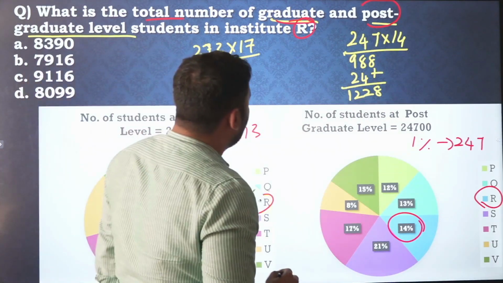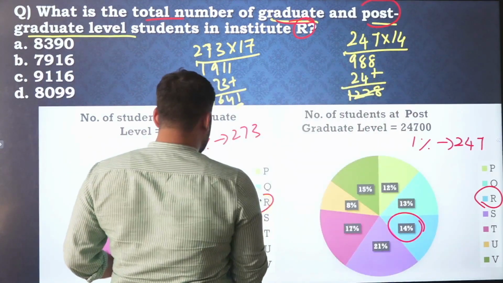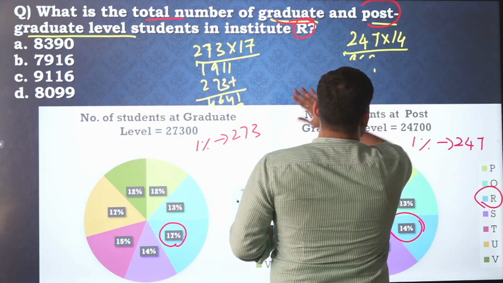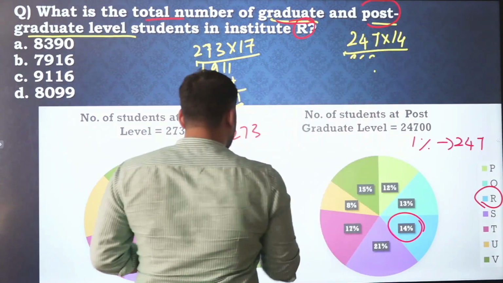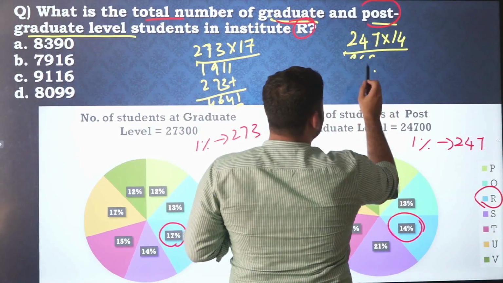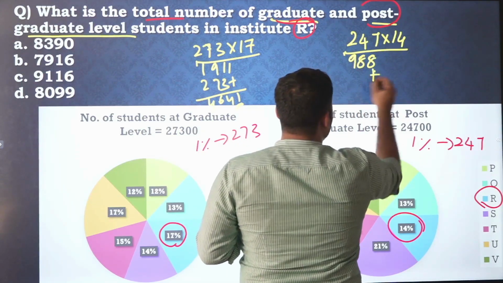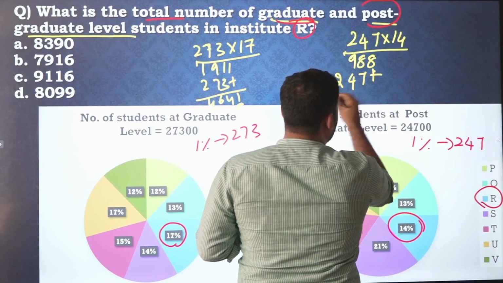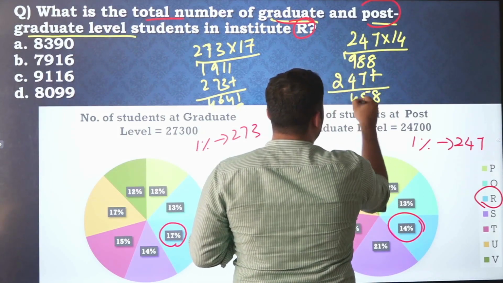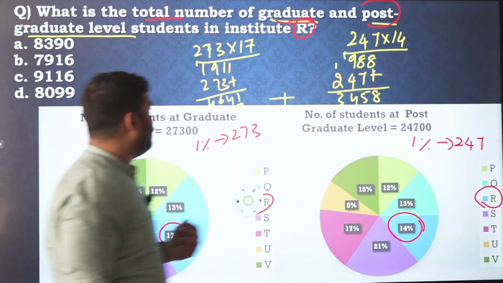Am I right? Oh, I've gone wrong here. I've gone wrong with the multiplication part. Just a minute, I'll just repeat the multiplication. So here it is 4 2s are 8, 4 4s are 16, 7 4s are 28. So here it is 988 plus 247. So here it is 8 plus 7 is 15, 10 plus 4, 14. So 3458, 4641 plus 3458.